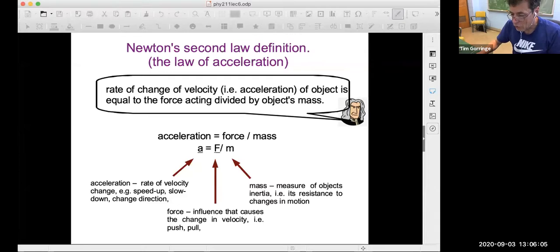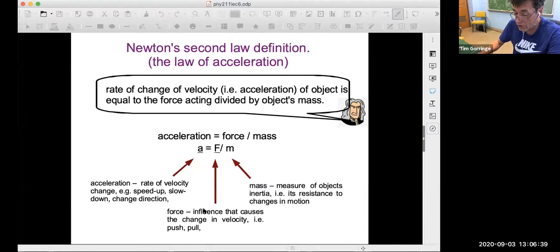So it's also important to recognize and appreciate exactly what these quantities are, the a, the F, the m. So again, let's just walk through them. Mass, that's this measure of inertia. Something with lots of mass has lots of resistance to having its motion changed. An elephant has a lot of inertia. Something with a small mass has not so much resistance to having its motion changed. A mouse has small inertia.